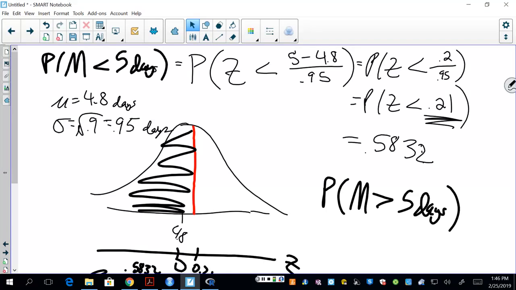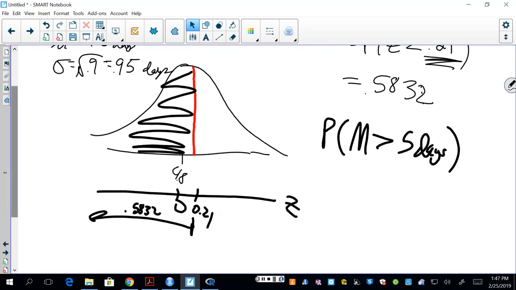0.5832, then greater than that. Yes? 0.4168. Yeah, 1 minus that. 1 minus the 0.5832, so 0.4168. So about 42% surviving longer.